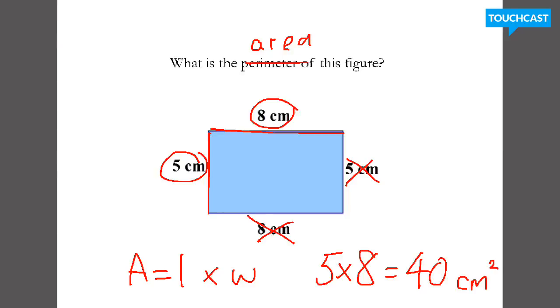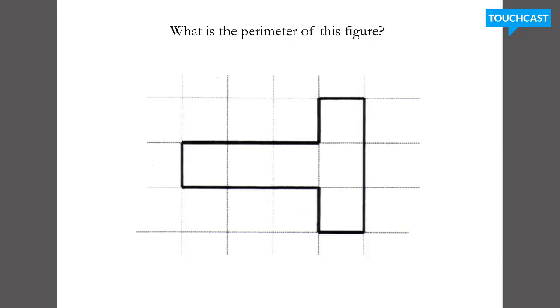Alright, let's take a look at this. What is the perimeter of this figure? So remember that perimeter is the distance around a shape. Go ahead and solve. Alright, my friends, we are back. So remember that we are calculating the distance. We're trying to figure out how many spaces it takes to get all the way around the shape. So let's go ahead and count. 1, 2, 3, 4, 5, 6, 7, 8, 9, 10, 11, 12, 13, 14. So the total perimeter is 14 units.